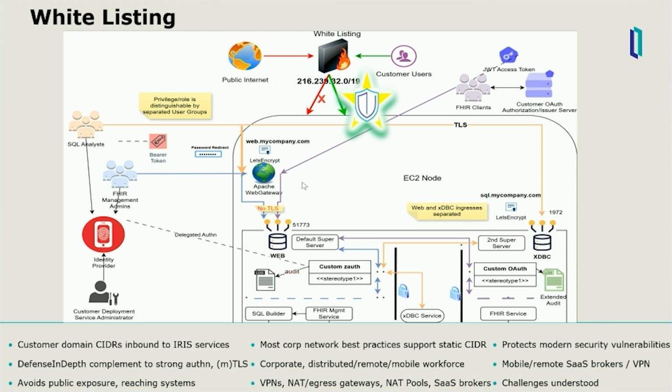This can be supported in various corporate use cases with enterprise, small company, distributed, remote, and mobile workforces, with understood complexity as you go towards the right of that list. Generally, most corporate networks follow network best practices, which include static CIDRs. Varied solutioning is VPNs, NAT gateways, NAT pools, SaaS brokers like Zscaler with the necessary themes, centralized egress. Mobile or remote becomes more challenging.